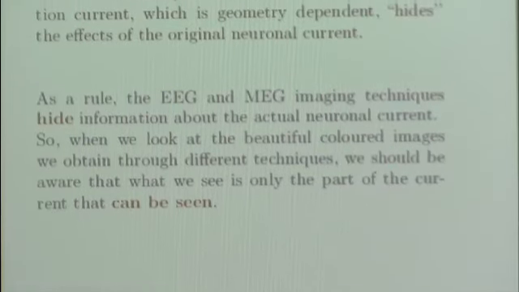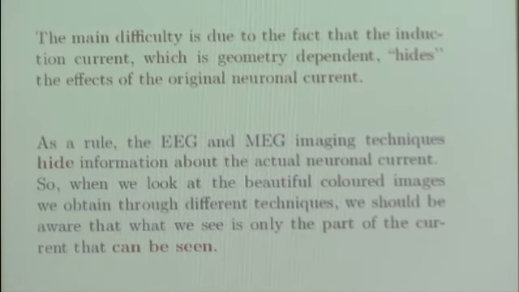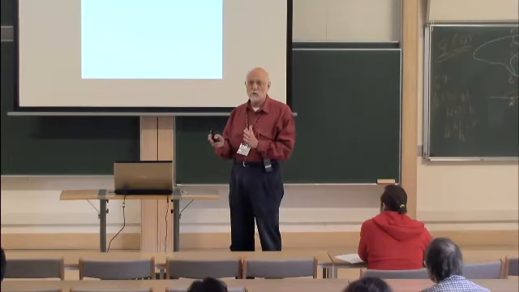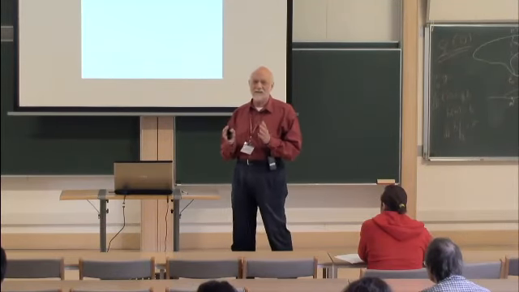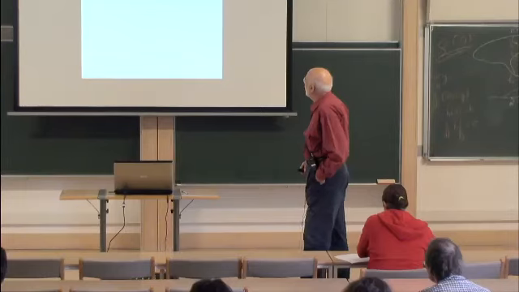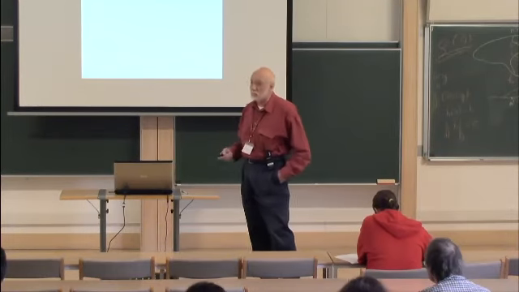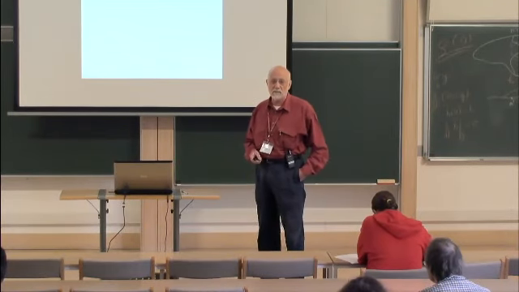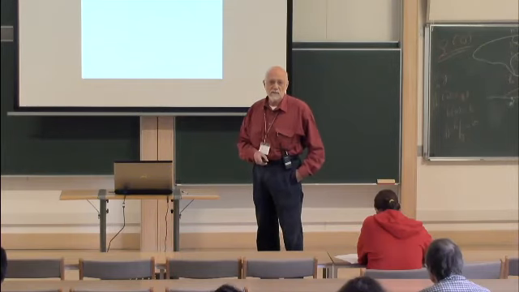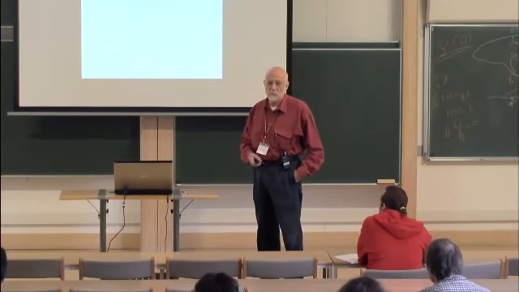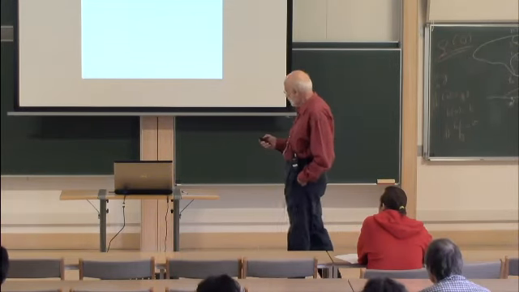And we have to be aware that all these very nice color pictures that we produce from EEG and MEG images, they show what can be seen, okay, what intrinsically can be seen. And as you see, the brain is a very complicated machine, and it's very hard to understand it, but then if it was much simpler, we would be very stupid to understand it anyway.